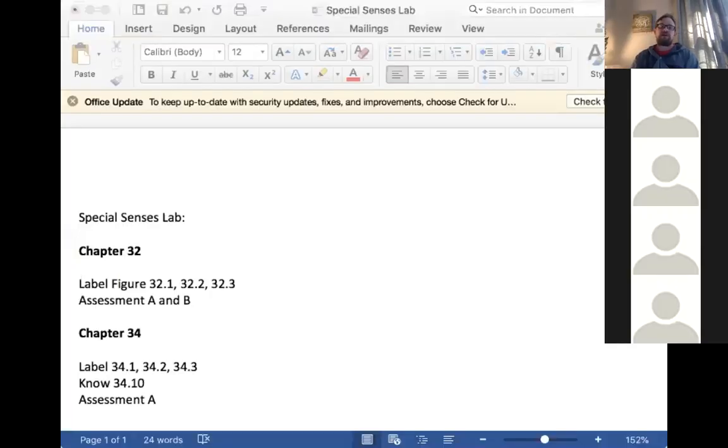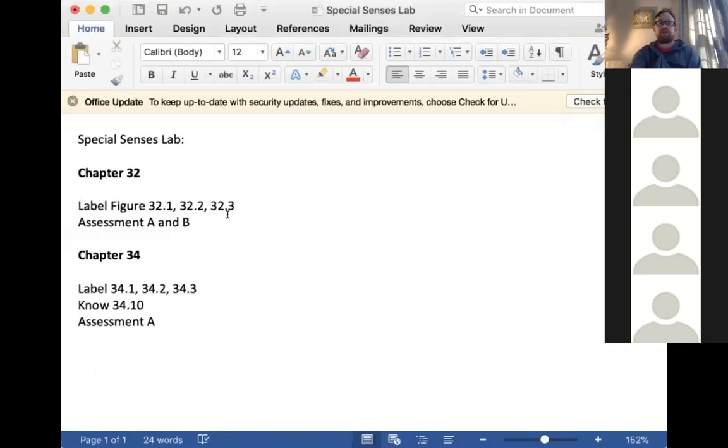Everything that I show you is going to be up on Moodle for your perusal, but just so we're all on the same page, this document is up on Moodle. It just says chapters 32, 34. These are what you have to label. On the one that I loaded on Moodle, I just caught this mistake. It said 32.2, 32.2, so it's 32.2, 32.3. I've fixed this one, so just maybe make a note of that. Assessments A and B, which are on Moodle. Then chapter 34, label 34.1 to 34.3.